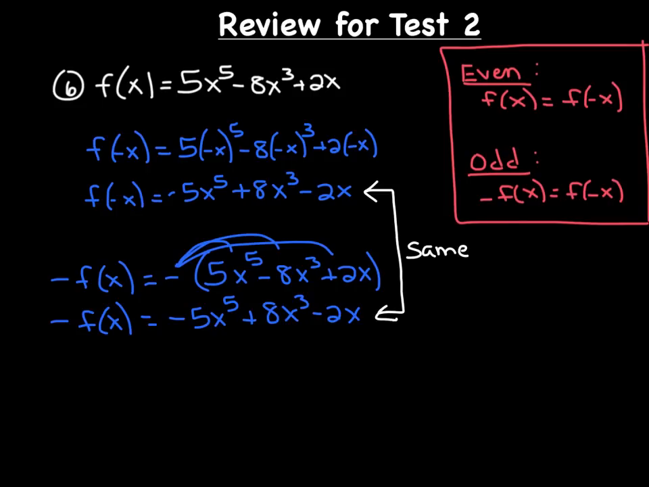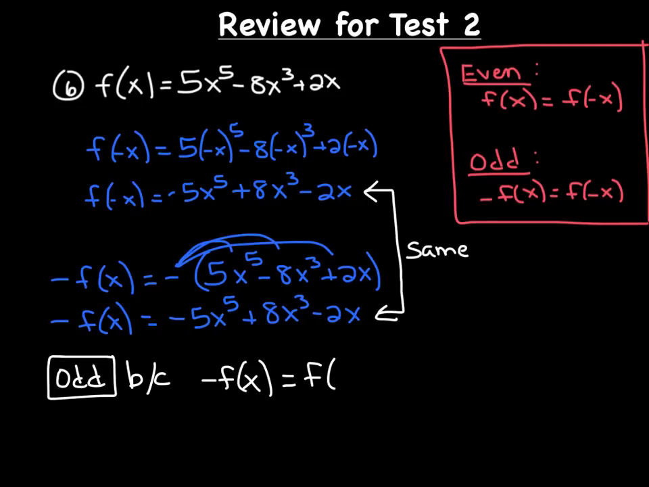So, because f of negative x is equal to negative f of x, isn't that what our rule says right here? We can say that this function is odd. So let's write this out. We can say it's odd and just give an explanation, because negative f of x is equal to f of negative x.